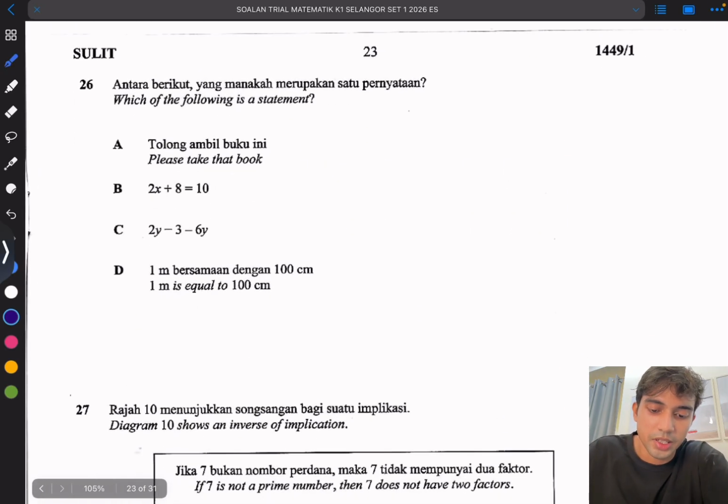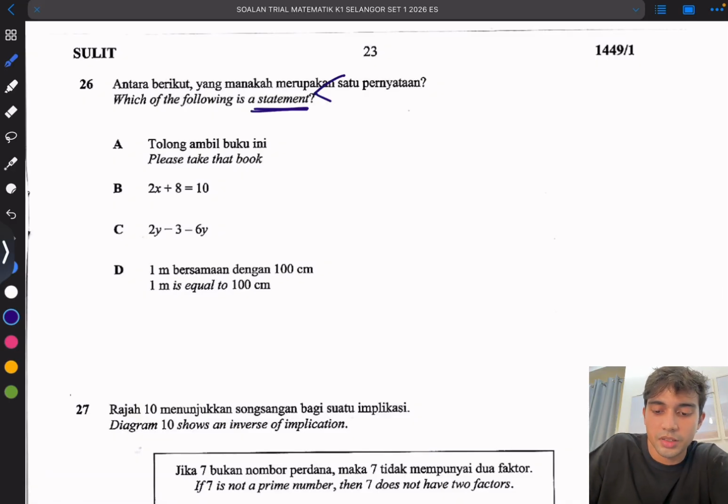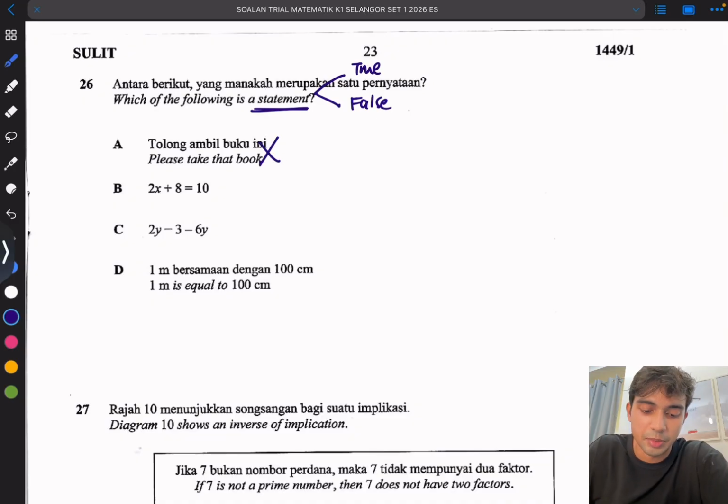Which of the following is a statement? To know if it's a statement or not, ask yourself, is it true or false? If it's either true or false, that means it's a statement. "Please take that book" is not true, not false, so it's not a statement. "2x plus 8 is 10": we cannot determine if it's true or false. If x is 1, then it's true, but if it's just x, we don't know. So it's not a statement.